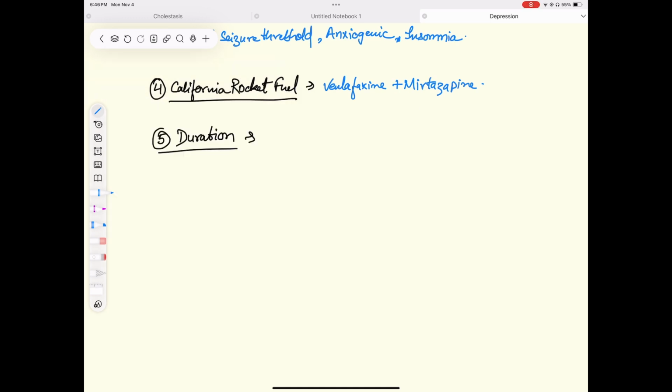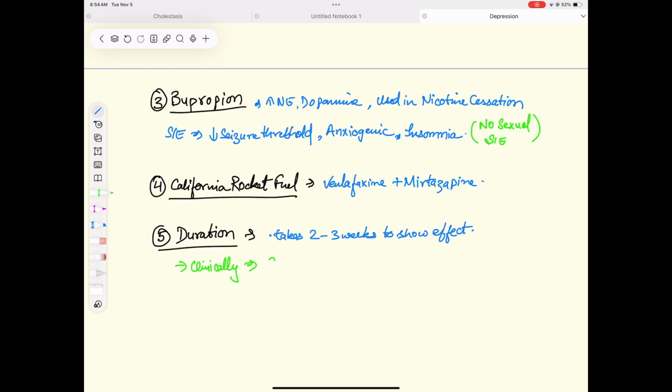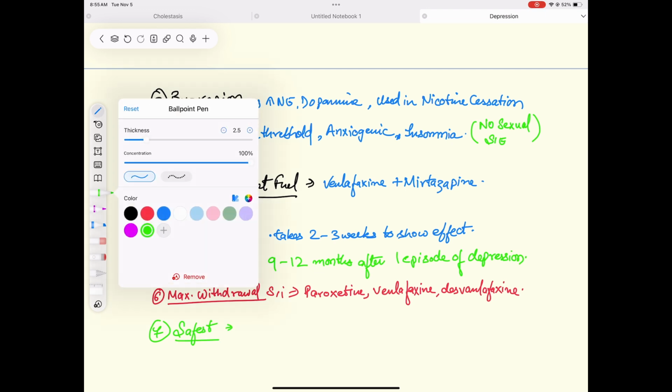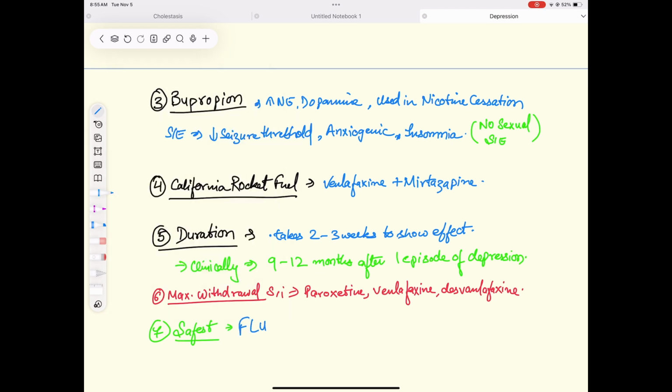Regarding the duration of treatment for depression, the effects usually start to show after 2 to 3 weeks of medication, and you do not stop the treatment until after 9 to 12 months of the last episode of depression. Maximum withdrawal is seen in drugs like paroxetine, venlafaxine, and desvenlafaxine. The safest and most commonly used drugs are fluoxetine, bupropion, and agomelatine.